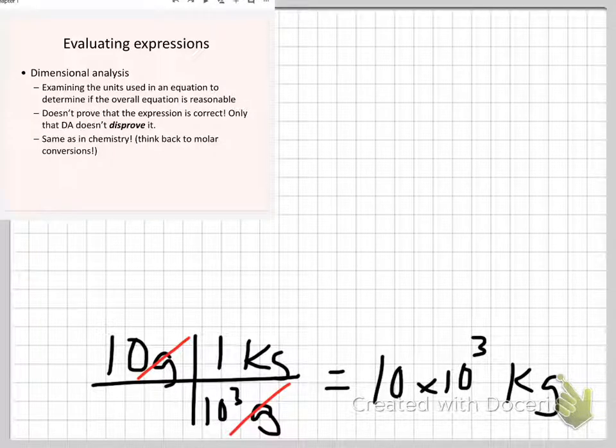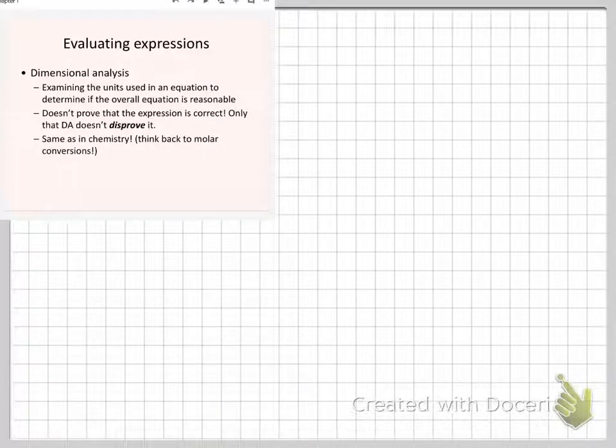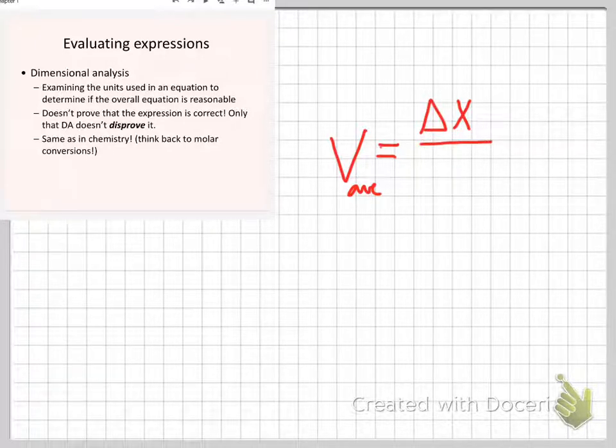So that said, let's do a little bit of actual dimensional analysis of the kind that we're going to use. Let's say we've got an expression for speed. This is going to be something we'll use a lot in the next chapter. Average speed, average velocity, is equal to the distance you travel divided by the time it takes you to get there. V equals delta x over delta t, miles per hour.